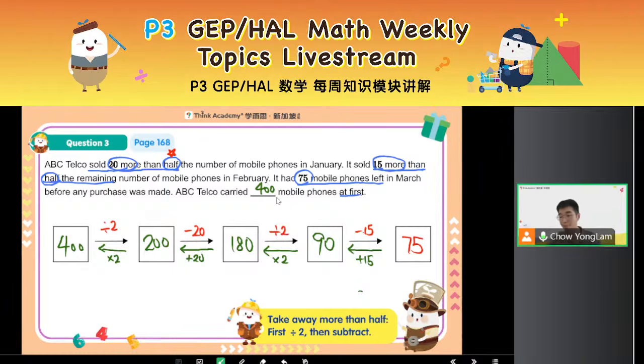Okay, so you can work forward to check your answer. But most importantly, remember, selling more than half means you throw away half first, then you keep half. Then if you sell more, that means you are throwing away more stuff. You will have less in your pocket. That's why it is minus. All right, so that is what happens if you give away more than half. The opposite of that will be less than half.